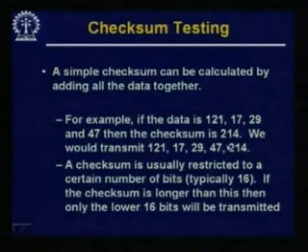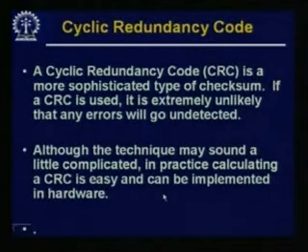But checksum is not very efficient and not very widely used. One scheme which is widely used is the so-called cyclic redundancy code. What is a cyclic redundancy code? A cyclic redundancy code is a more sophisticated type of checksum. If a CRC is used, it is extremely unlikely that any errors will go undetected. A lot of different types of errors are caught by the CRC.